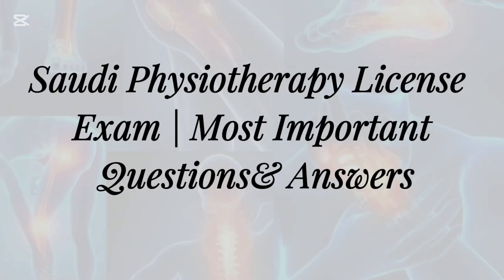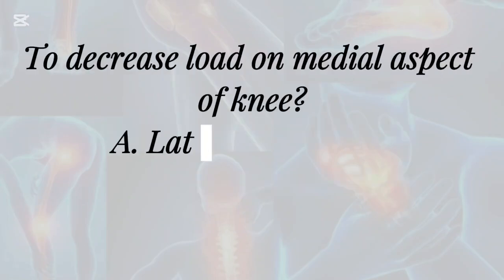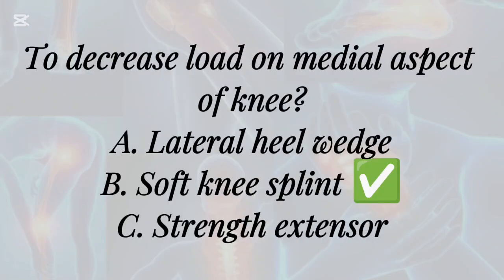Most important questions and answers. To decrease load on medial aspect of knee: A. Lateral heel wedge. B. Soft knee splint. C. Strengthen extensor.